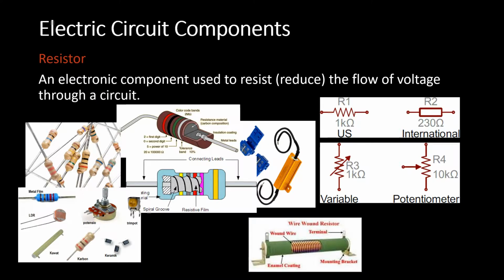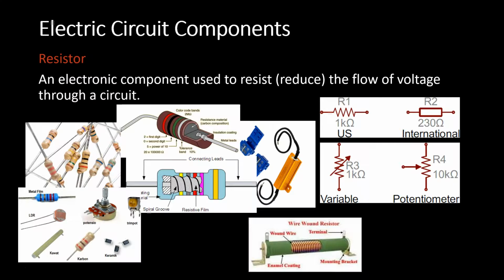They come in multiple different sizes, and they usually have colored bands on them, and the colored bands tell what the resistance value is, because sometimes the components are really small and you can't write on them, so it's easier to put colored stripes around them.